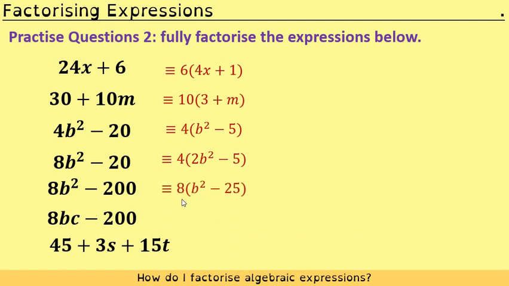Next we have 8 bracket b squared take away 25. We can take out a factor of 8 from both of these terms. Next is 8 bracket bc minus 25. Again, 8 was the greatest factor we could take out of both terms. And the next one, a slightly longer one, we should have 3 bracket 15 plus s plus 5t because 3 is the greatest factor we can take out of all 3 terms there.